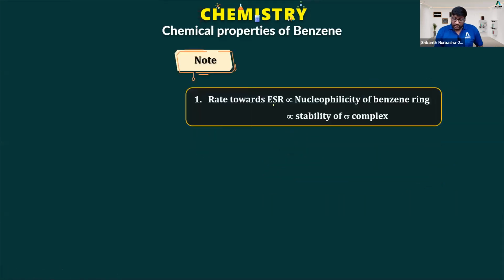Note, the rate of electrophilic substitution reaction obviously depends upon the nucleophilicity of the benzene ring. If more electron density is present in the benzene ring, then only you can attack. If you have more money, then only you can give. And that also depends upon the stability of the sigma complex or Wheland intermediate. After the pi electron density attack, if the complex that forms is stabilized, then the attack will be easy. So the rate of electrophilic substitution is directly proportional to the nucleophilicity of the benzene ring, and also directly proportional to the stability of the sigma complex.